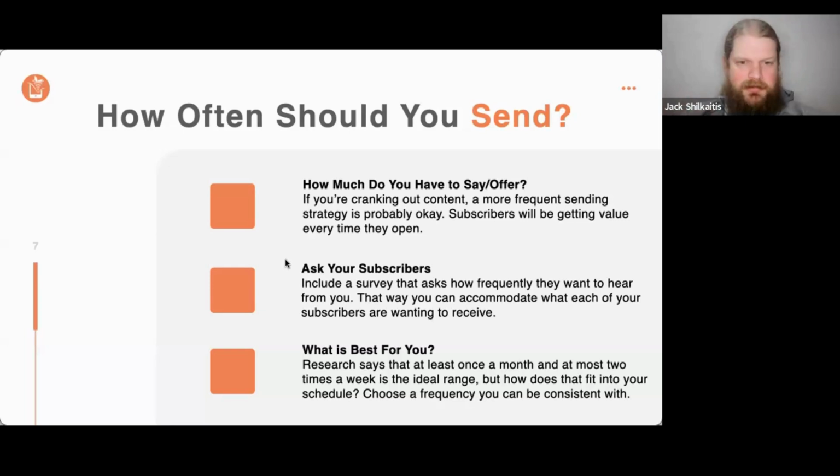All of that to say, right? You have a range in there. What works best for you? How much do you have to say? How much content do you have to offer? But also, what can you be consistent with? Can you write and send and produce one email a week? Can you fit that into your schedule? Like logistically, can you fit that into your schedule?